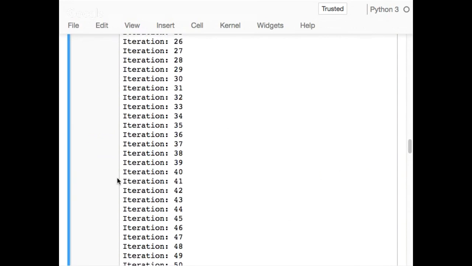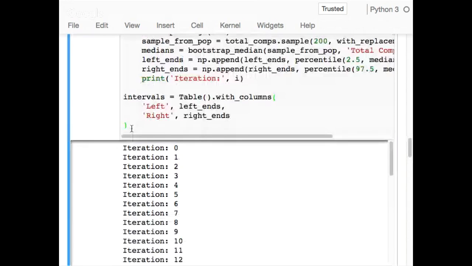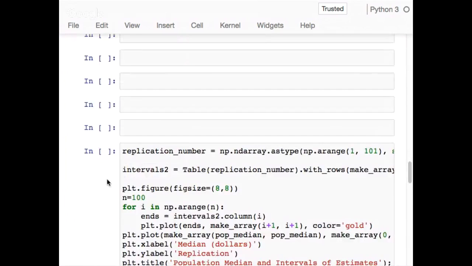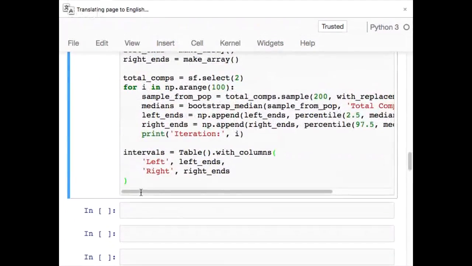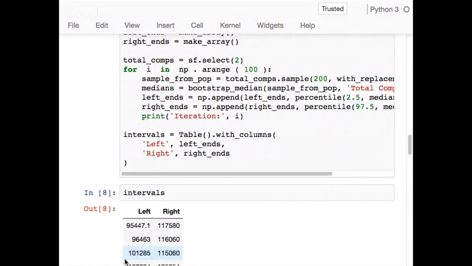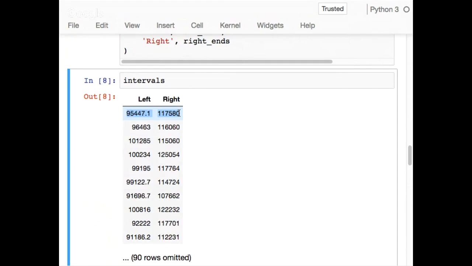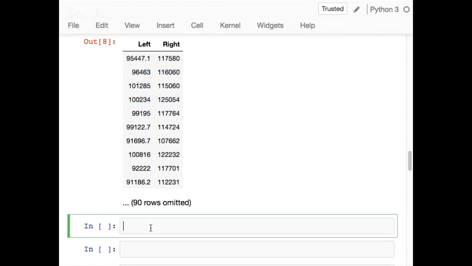Okay, so I'm going to hide that. Can I hide that? Excellent. So I hide that. So I have here a table of my intervals. Okay, so here's interval number 1, the left and right boundaries for the interval. Interval number 2. Okay, so I have here a bunch of intervals. And I want to find out how many of those contain my population median. Right? Let's take a look.